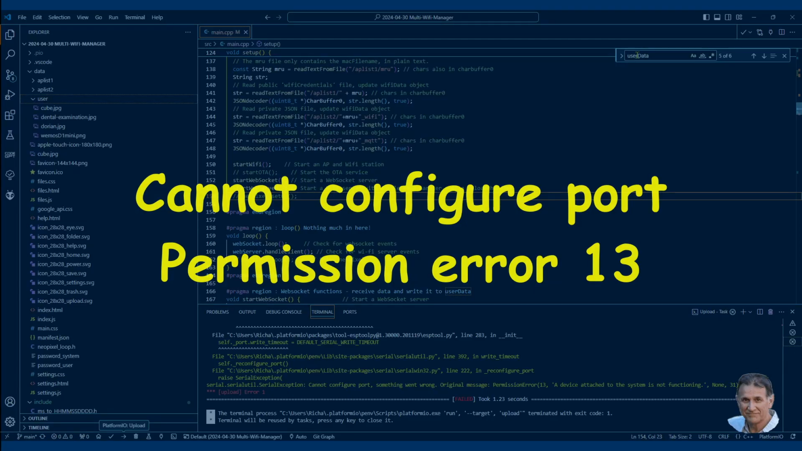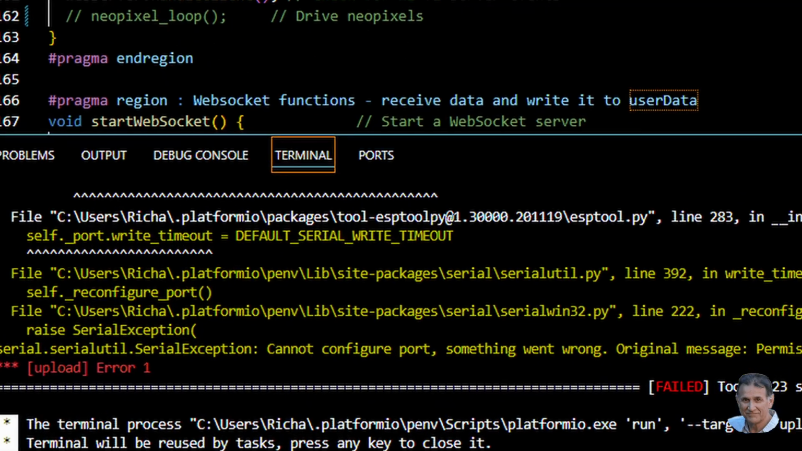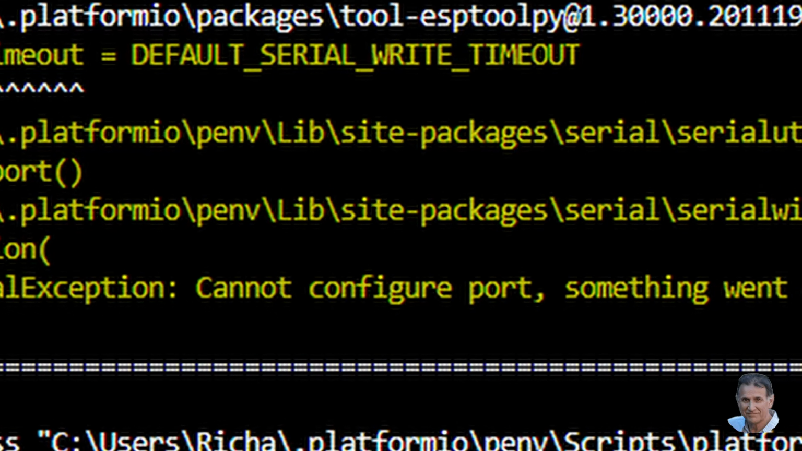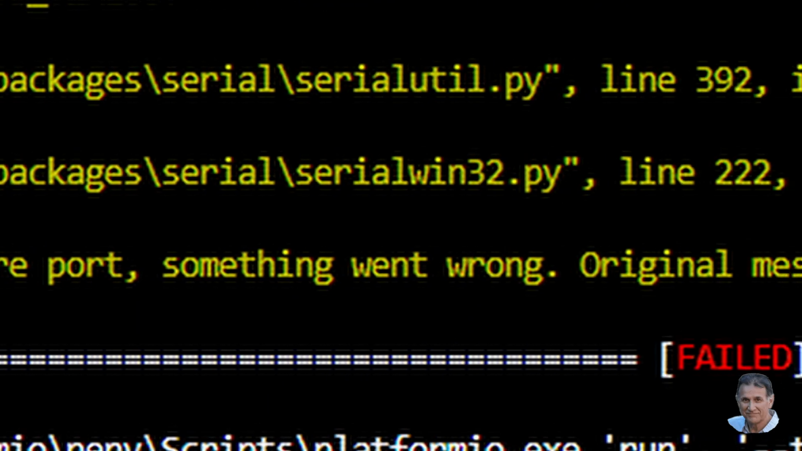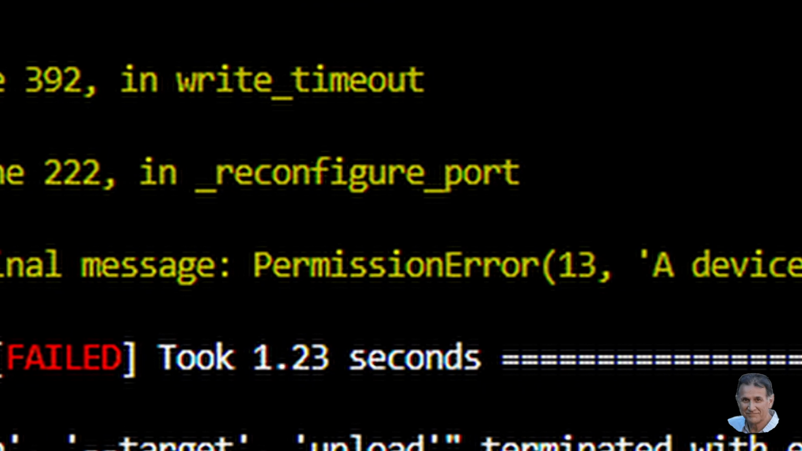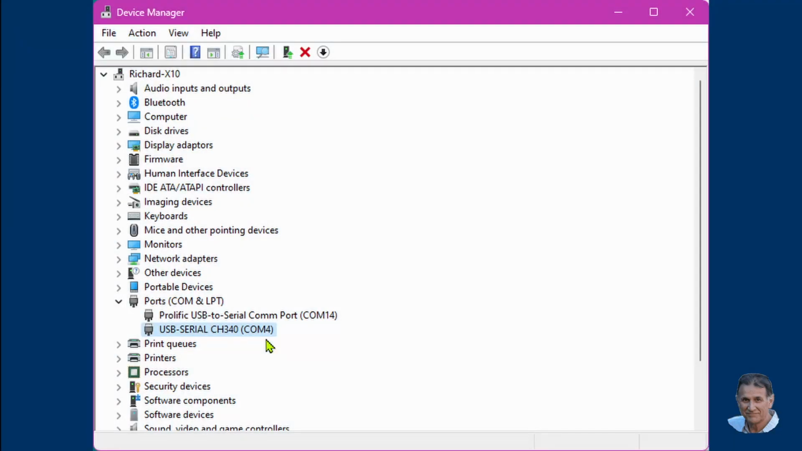When uploading a project to a Wemos D1 mini microcontroller, I got an error: "Cannot configure the port," and there was something about a permission error 13. Windows could see the port, but couldn't communicate with it. I tried the microcontroller on other PCs, and some would communicate and some didn't.